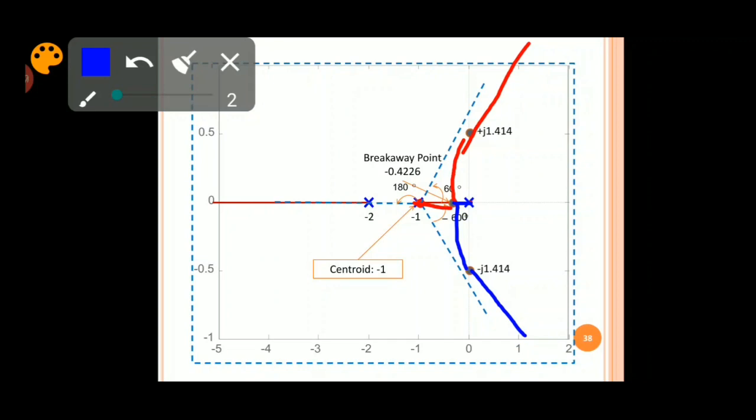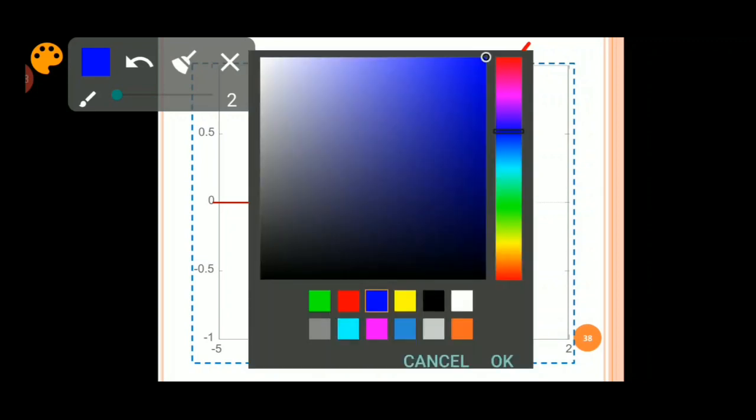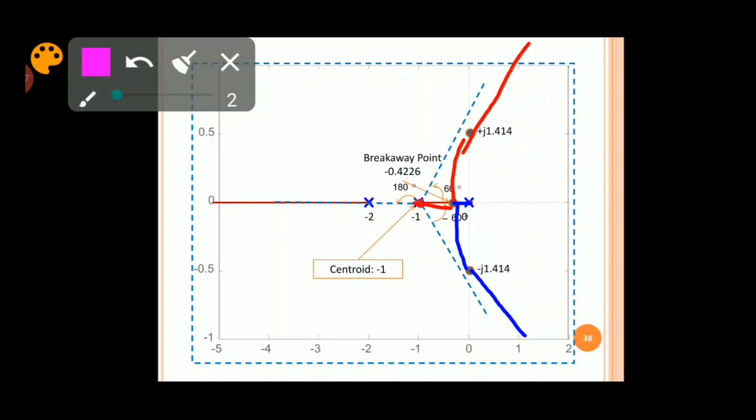And in the initial part itself, we have seen the very first branch which goes from the pole minus 2 in the direction of 180 degree to the minus infinity. It goes to minus infinity. So this is how your root locus should look like.